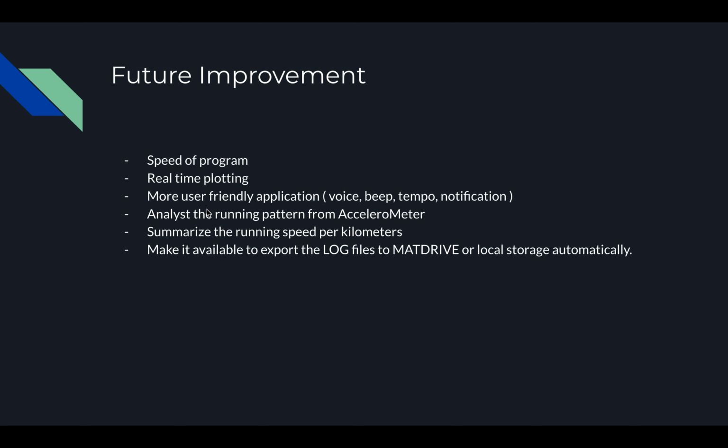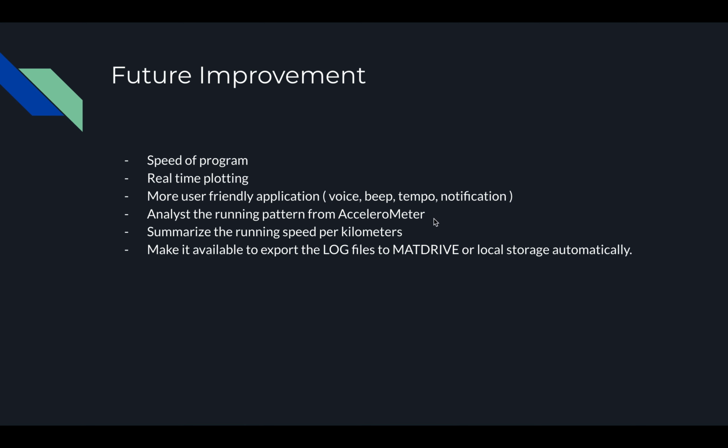And we will try to make it a more friendly application, including voice, beep, tempo, and notification. For example, a notification about the maximum speed that we can drive or the minimum speed that we should run. So it's going to be a notification from text to voice speech. For example, you are too fast, please slow down, something like that. And then we analyze the running pattern from the accelerometer.